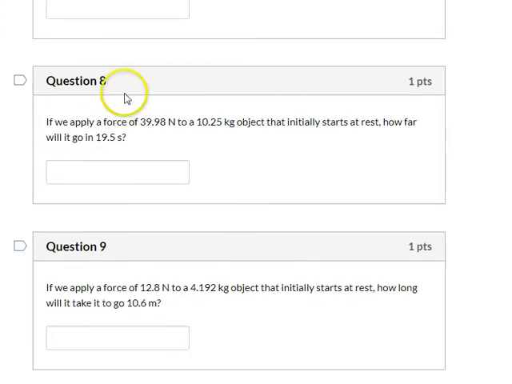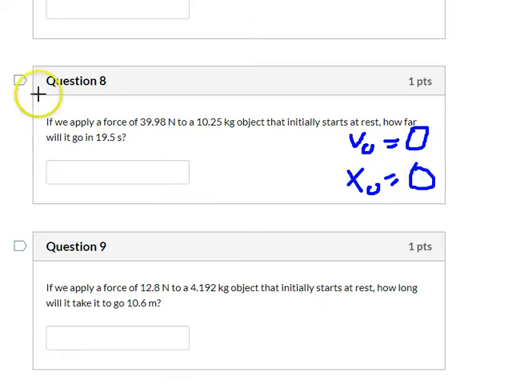Question 8. We have a force and a mass. You apply a force to this mass. It starts at rest, so v naught is 0. X naught we can also take to be 0 because we're not given any particular place. So we have a force, a mass, and a time, and what we're after is how far it will go in this amount of time.